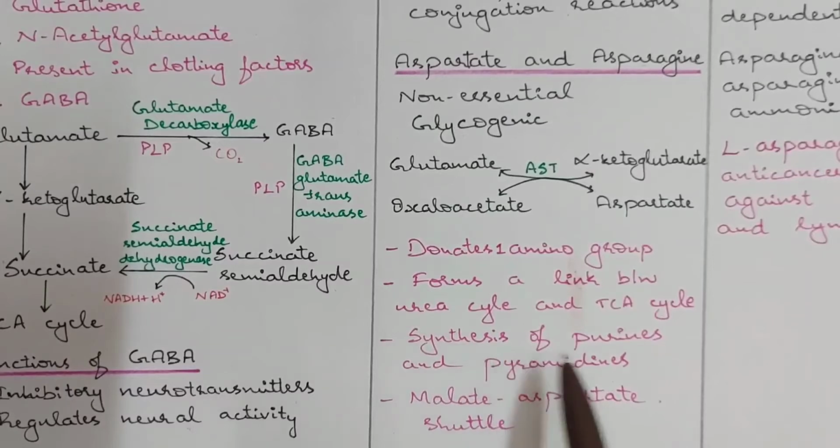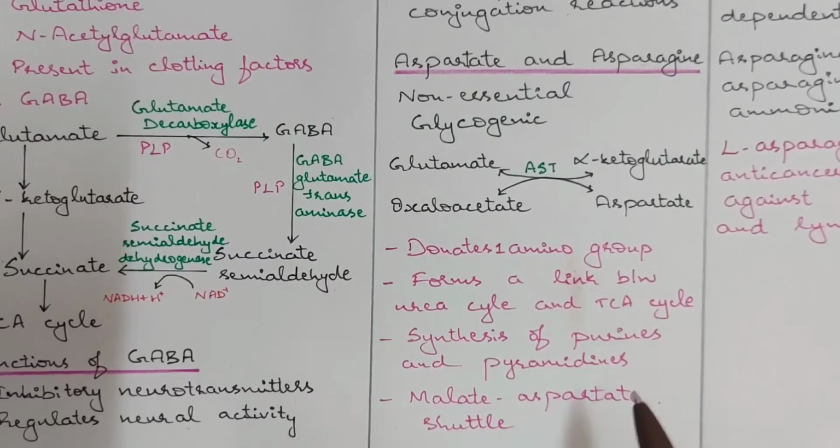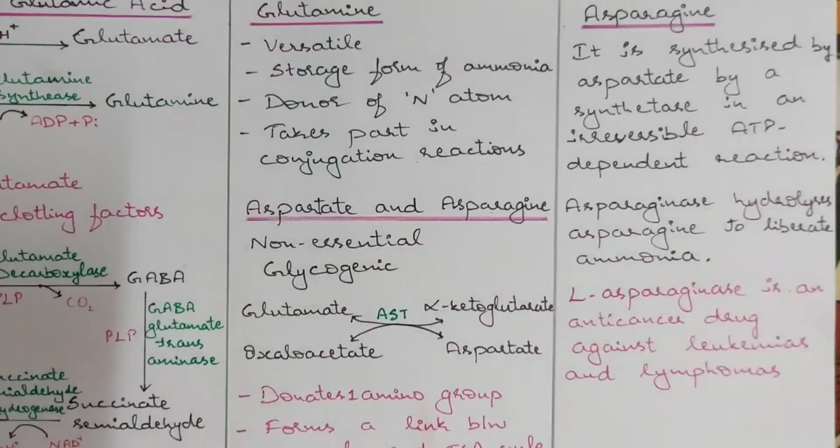Aspartate is utilized for the synthesis of purines and pyrimidines, and aspartate takes part in the malate aspartate shuttle for the transfer of reducing equivalents, namely NADH, from cytosol to mitochondria.